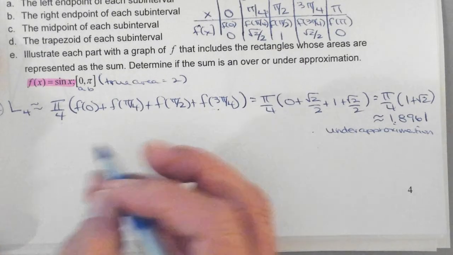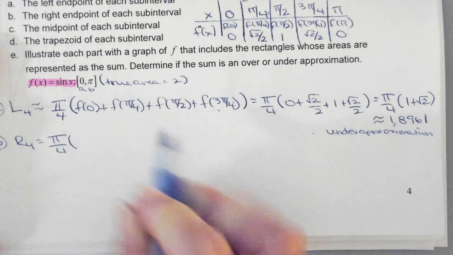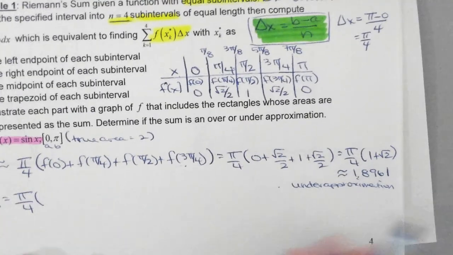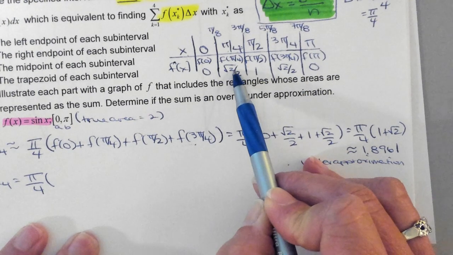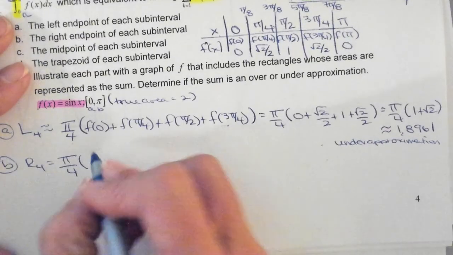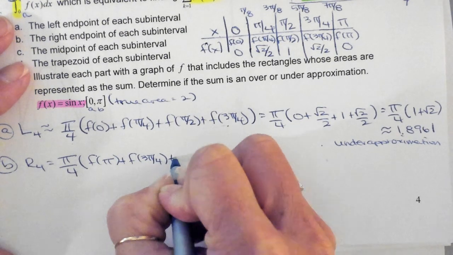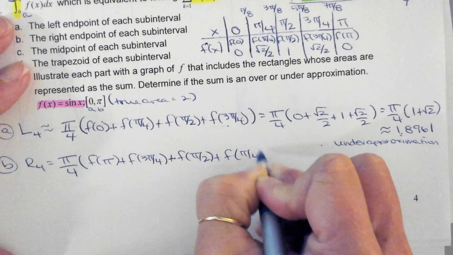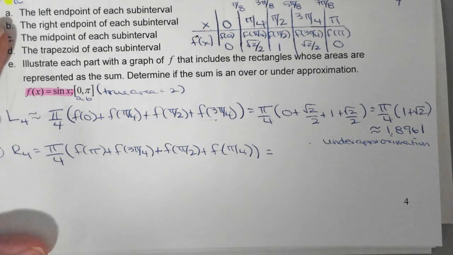All right, now when we're doing R sub 4, this is part B. R sub 4 is equal to, we have delta x, it's pi over 4. Now you're going to start on the right and take the 4 endpoints from the right. So you've got this one, this one, this one, and this one. Don't use this one. You only want 4. So you've got f of pi plus f of 3 pi over 4 plus f of pi over 2 plus f of pi over 4. Okay, do me a favor and find the area, please.